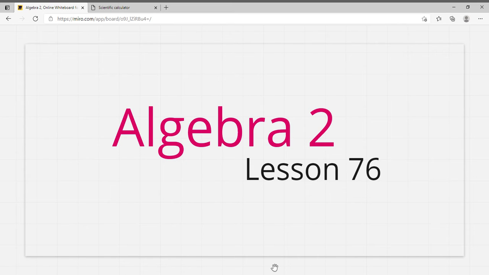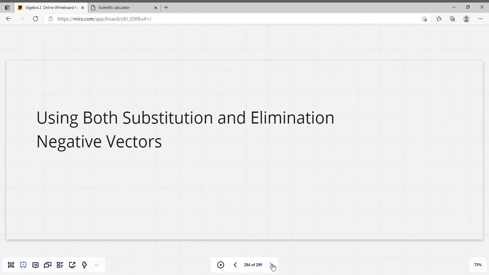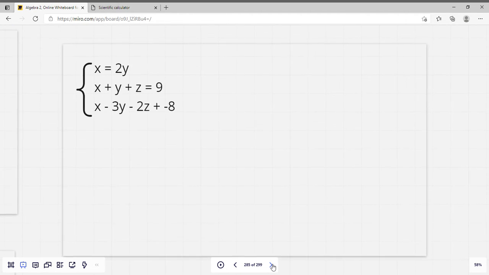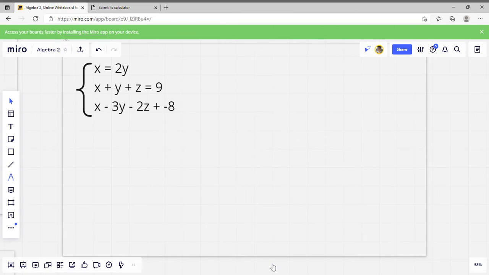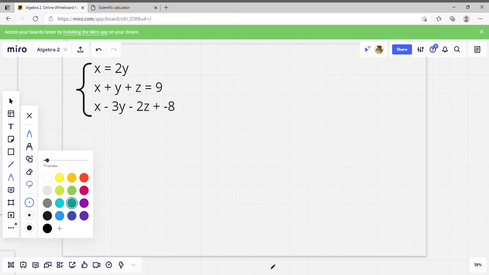Hi everybody, this is lesson 76, Algebra 2, and this lesson covers using both substitution and elimination in systems of equations. This is a system of 3 equations, and to solve this, we're going to have to use both methods that we've learned here, substitution and elimination. We've already got an x equals, so we're going to plug that into one of these equations.